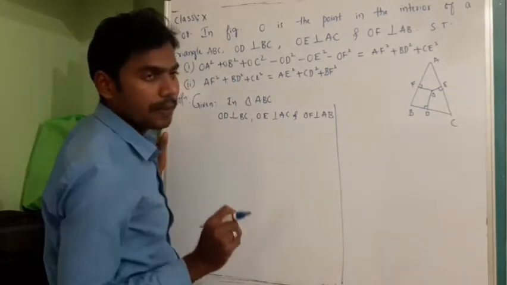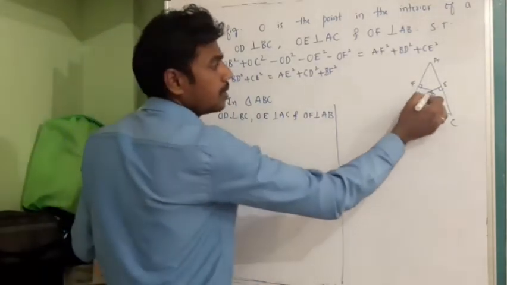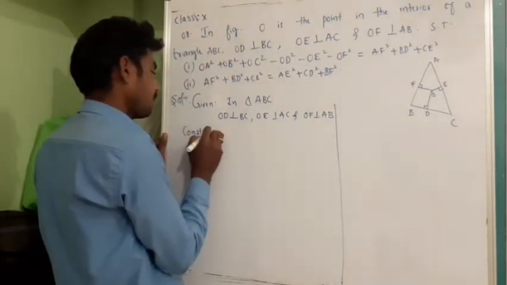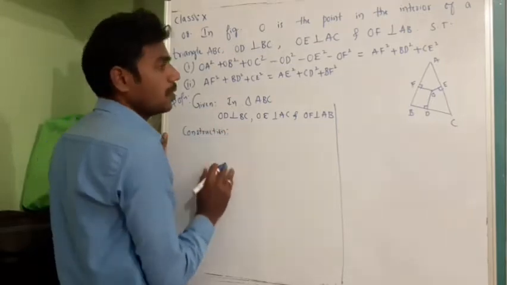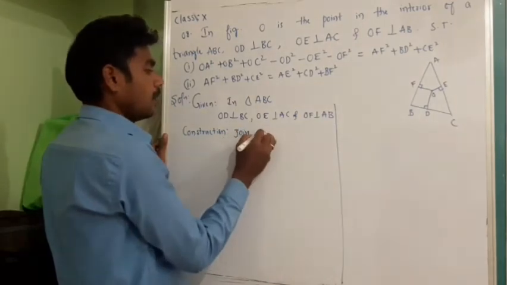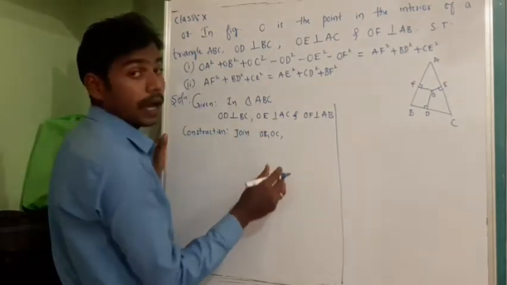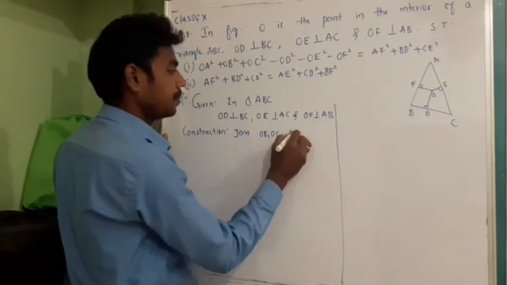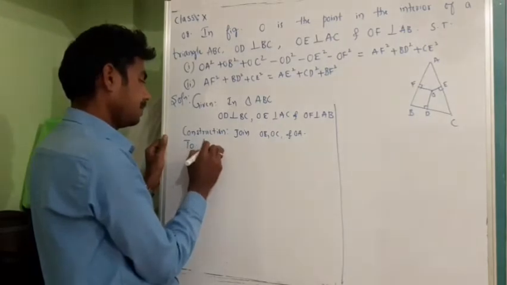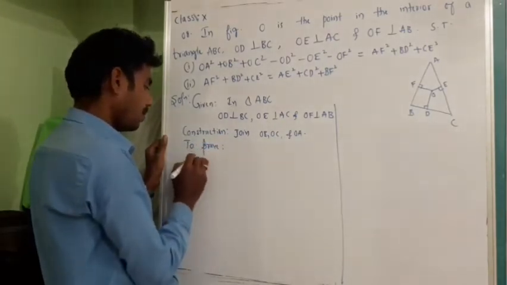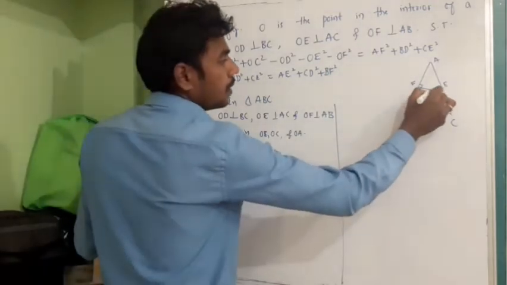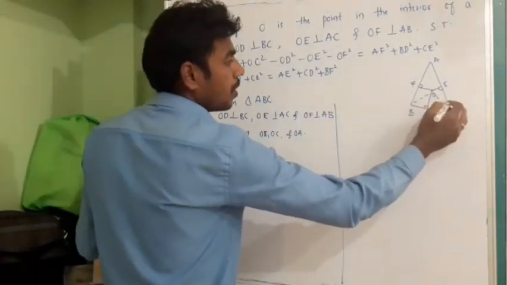For that we have the Pythagoras theorem. Before that I will join this. See, join construction. In the construction part, what you are going to write? Join OB, OC and OA. Now, to prove, you are going to copy that one. Next, prove. Okay, this I need to show through the dotted line.